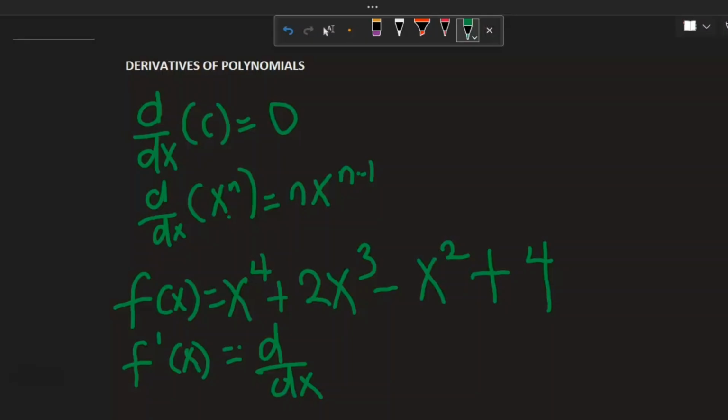So now, to find this, we will differentiate this individually. Now, let's differentiate x raised to power 4. Let's differentiate this first. This is an example of this.